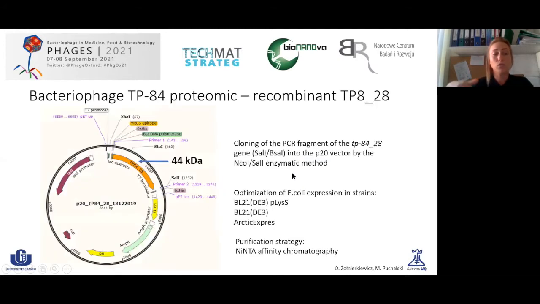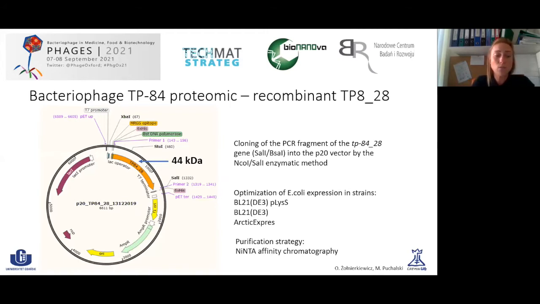To obtain a lot of active protein, the endolysin gene was amplified by PCR reaction using designed primers and TP84 phage culture as a DNA template. The PCR product was digested with the enzymes BsaI and SalI. The digested PCR product was mixed with a prepared vector and ligated into it using T4 DNA ligase.